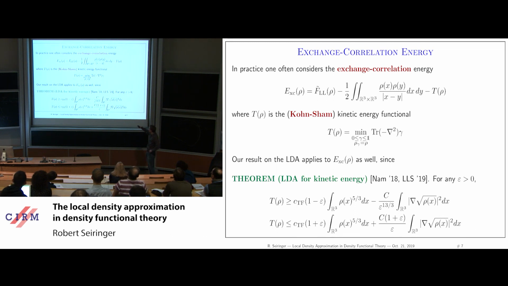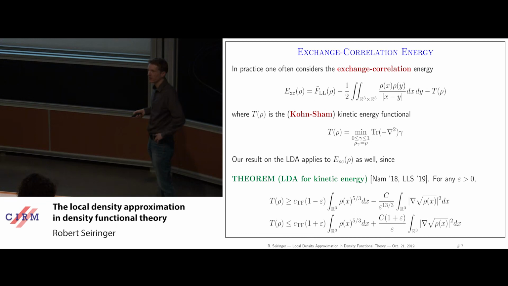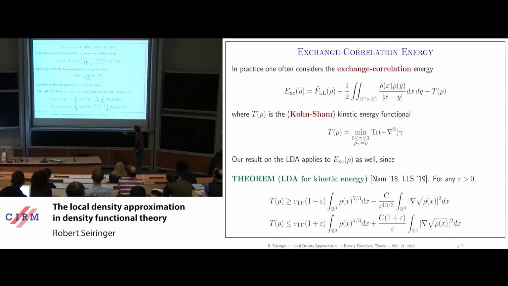But if the density, you see, is very slowly varying, in the sense that this term is much smaller than the integral of rho to the 5/3, then indeed, after optimizing over epsilon, you have a very small correction to the semi-classical term. Okay, so the lower bound is known.